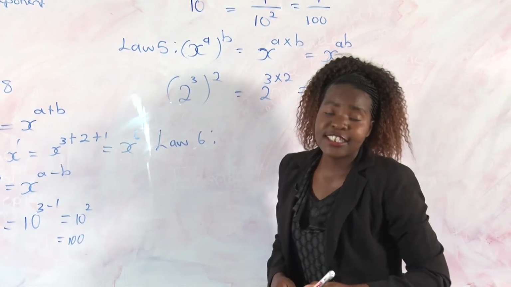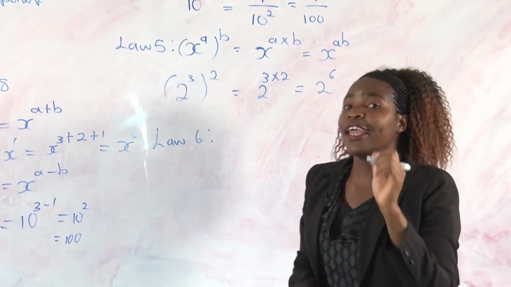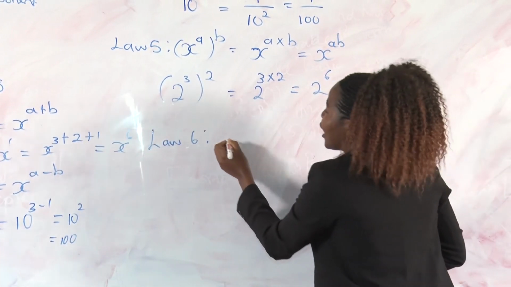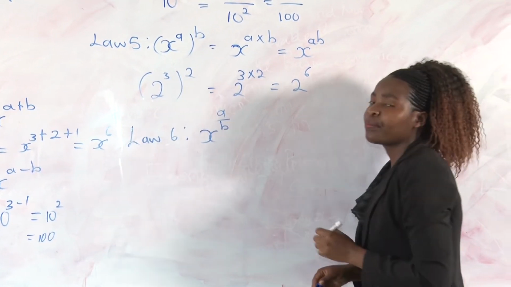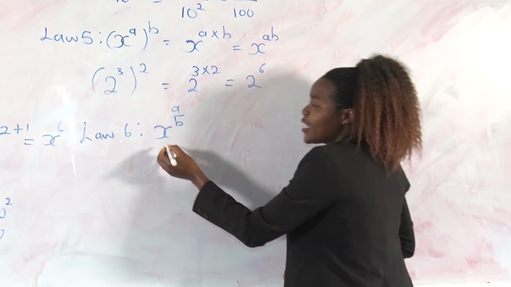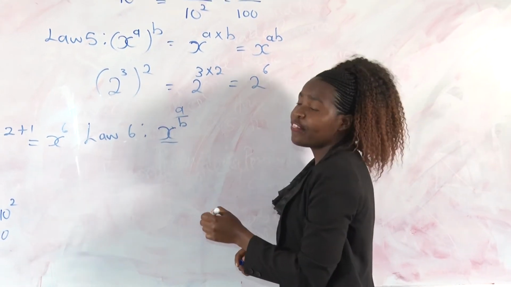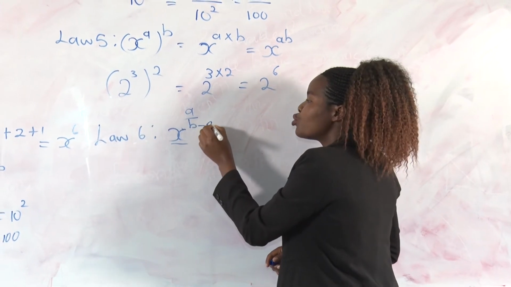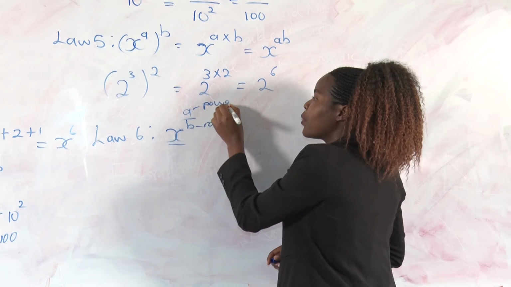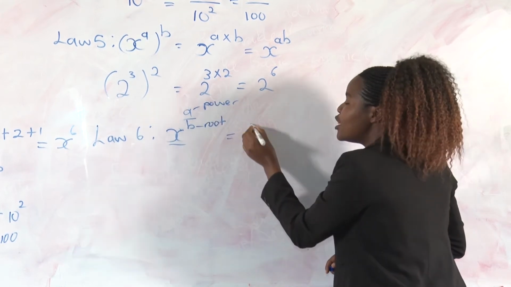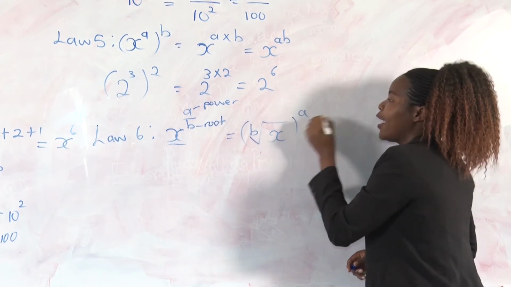Law number 6 states that whenever a number is being raised to a fractional power, like x to the power a over b, x is the base. It is the number that we are dealing with. b is the root, and a is the power. So it becomes the bth root of x to the power a.